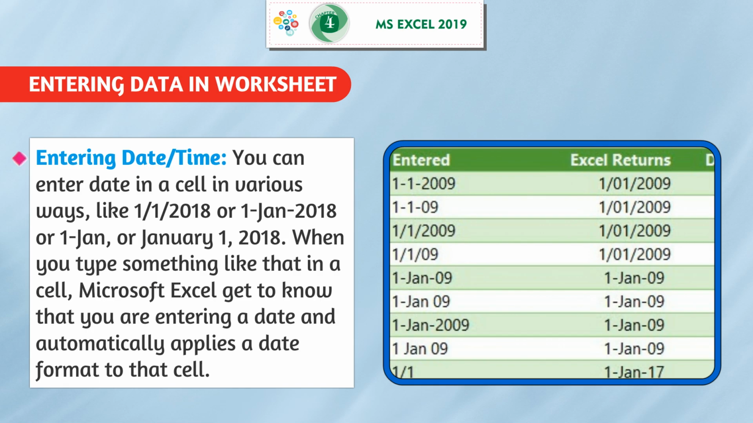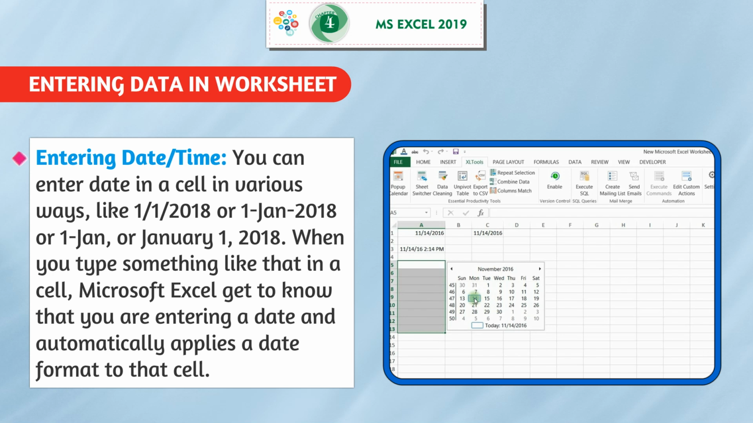Entering date and time. You can enter a date in a cell in various ways like January 1st, 2018 or 1 Jan 2018 or 1 Jan. When you type something like that in a cell, Microsoft Excel gets to know that you are entering a date and automatically applies a date format to that cell.